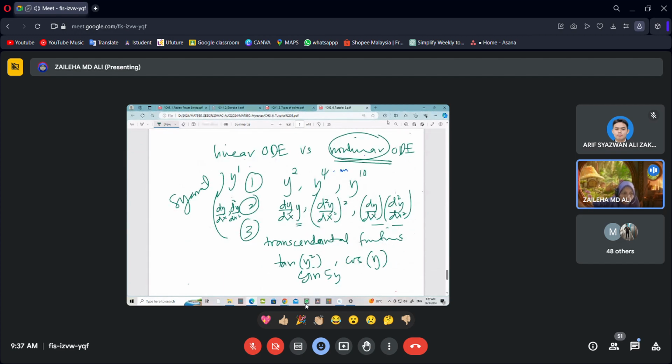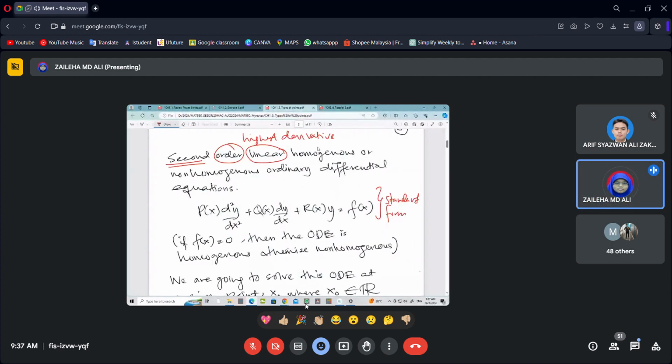Untuk linear tak ada. Itu maknanya linear. Okay, so habis. Homogeneous or non-homogeneous bergantung pada apa yang kita ada di sini. Kalau f of x kita namakan non-homogeneous, bila f of x tu kosong kita namakan dia homogeneous. Whenever it's kosong. If f of x is 0 then the ODE is homogeneous, otherwise non-homogeneous.